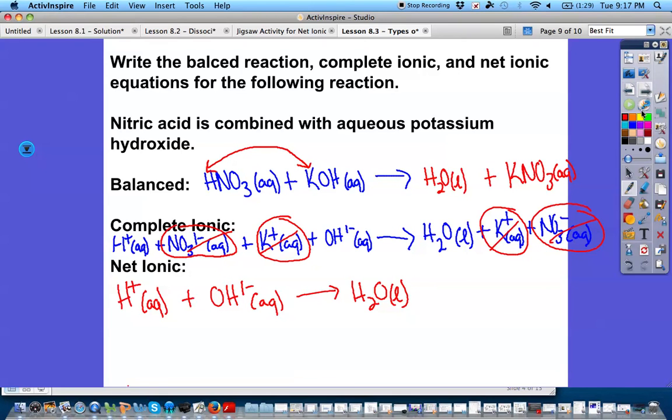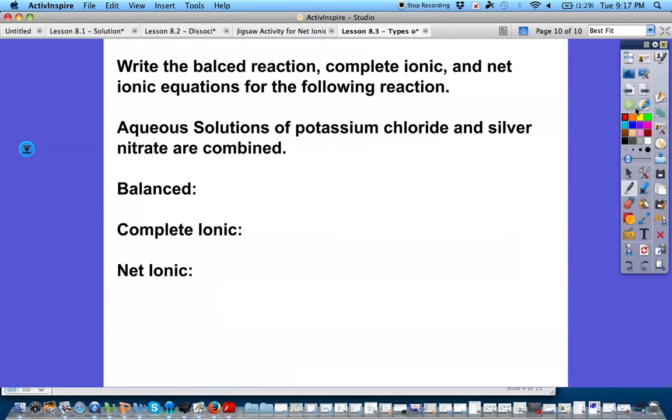Okay, I want you to take a minute and pause the video and take a look at these net ionic equations. Do that for aqueous solutions of potassium chloride and silver nitrate.